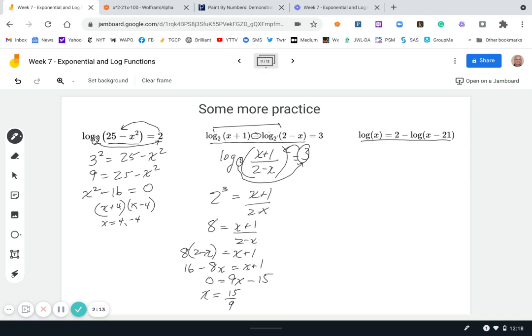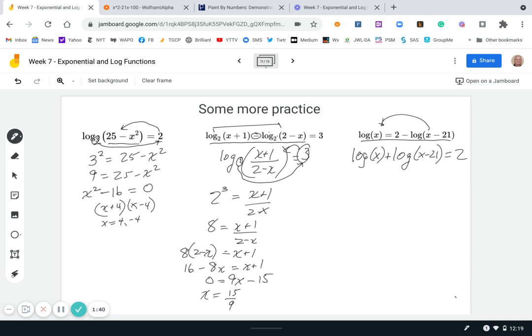Well, we've got logs on both sides of the equation. So what I would do is get them both on the same side, condense them to a single log, and then solve it. So we know that we can make this log x go away. So let's add the log x. This is going to be log x plus log of x minus 21 equals 2. You see that? I just moved this log over to the other side by adding it to both sides.